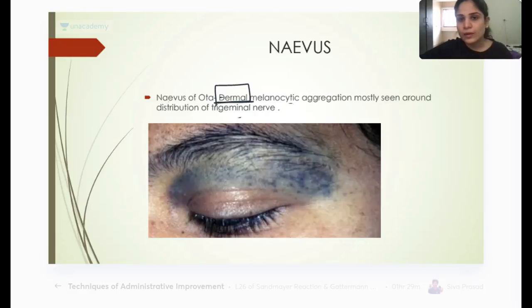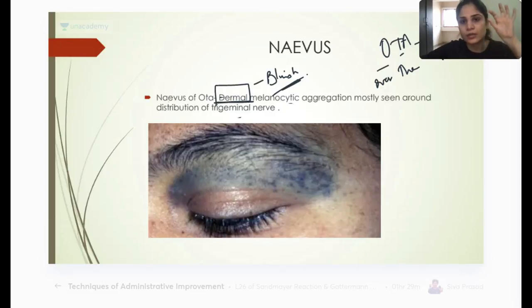Okay, so whenever you have a collection of melanocytes in the dermis, they are going to look greenish-bluish in color. So this lesion that you have over the eye is called nevus of Ota. How do I remember it? Remember it as being over the eye. So nevus of Ota is present over the eye due to collection of melanocytes in the dermis.